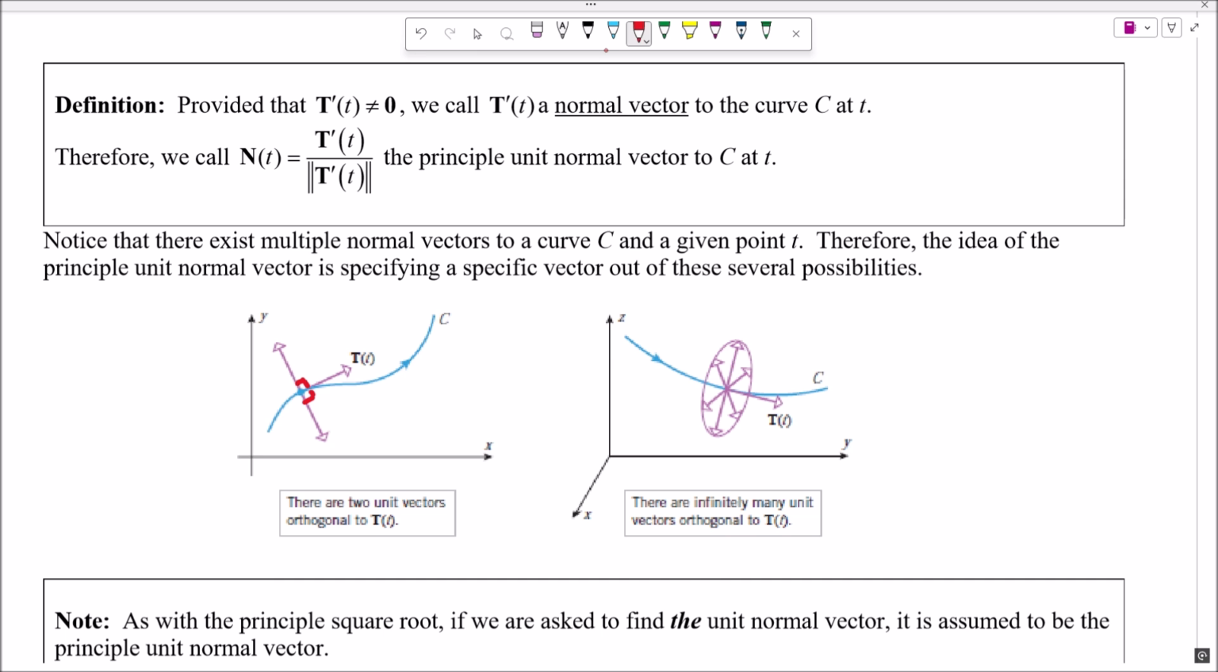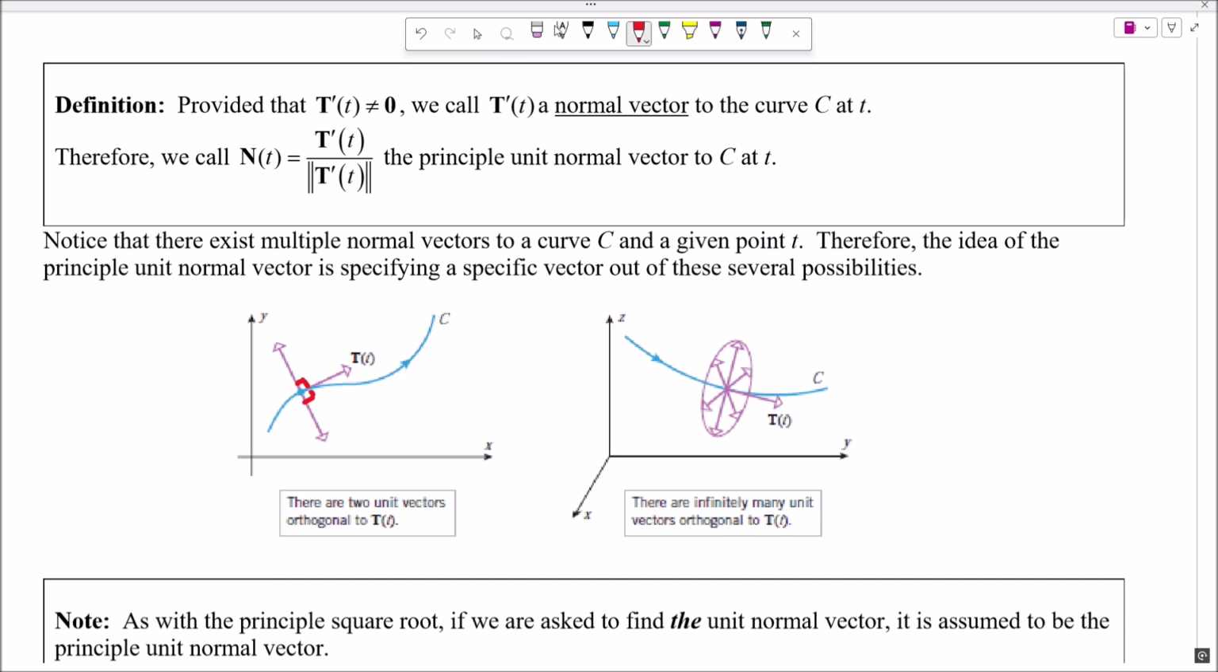The case gets even worse when I look in 3-space, because if I was in 3-space and did the same thing and I still had this vector T that was the tangent vector, in 3-space I can actually rotate almost in any direction and always be perpendicular to this vector T. And so there's actually infinitely many normal vectors that I could create.